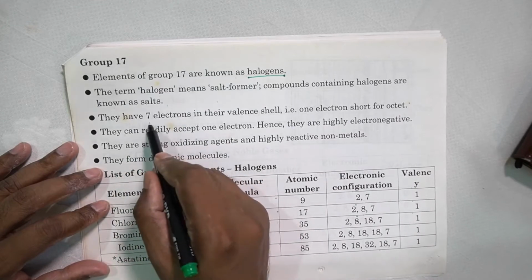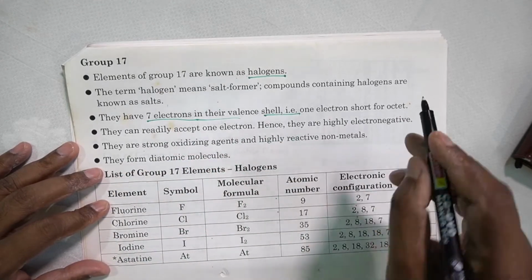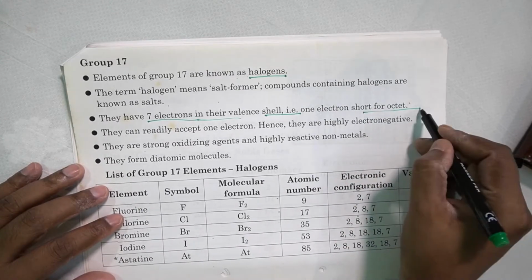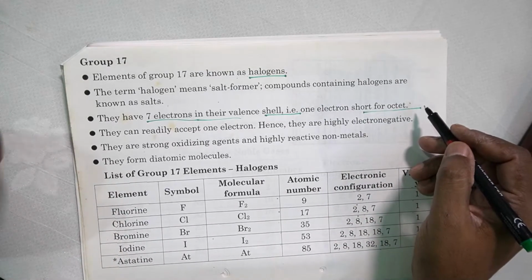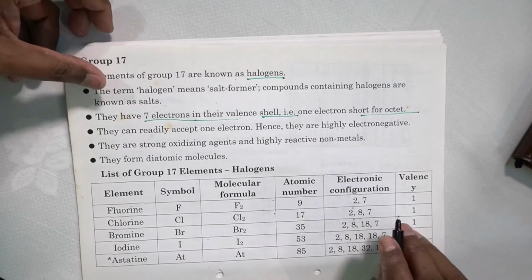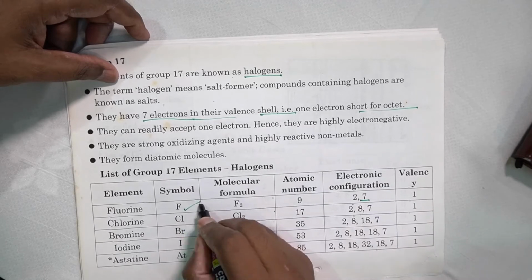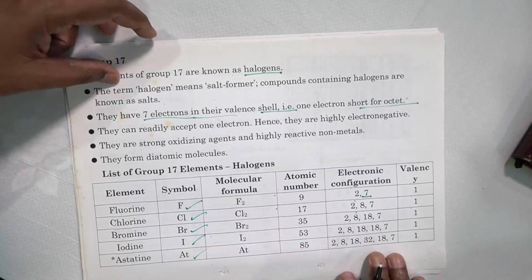They have 7 electrons in their valence shell. This is an important thing to note. 7 electrons. They are 1 electron short of octet. If they get just 1 electron, they can become stable. So they are highly hungry for electrons. They hunt for electrons. They just need 1 electron. See them: fluorine, chlorine, bromine, iodine and astatine.